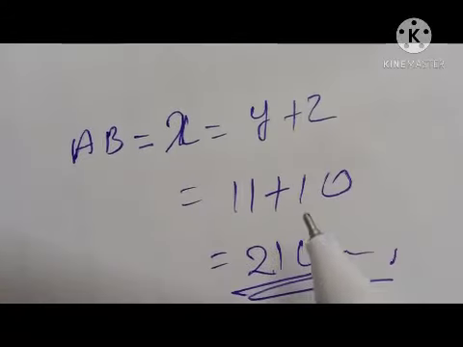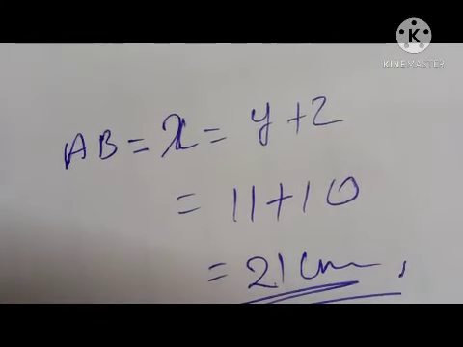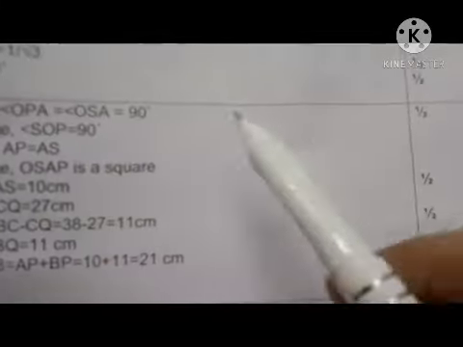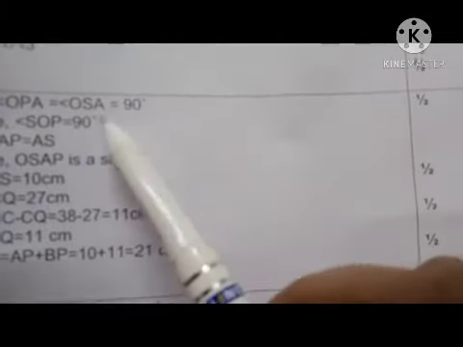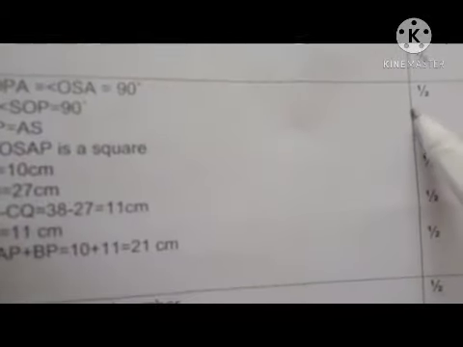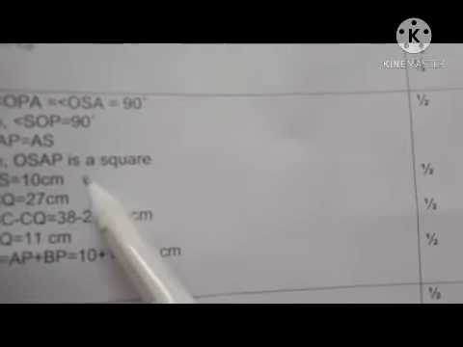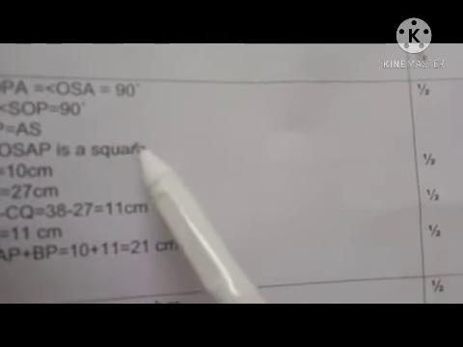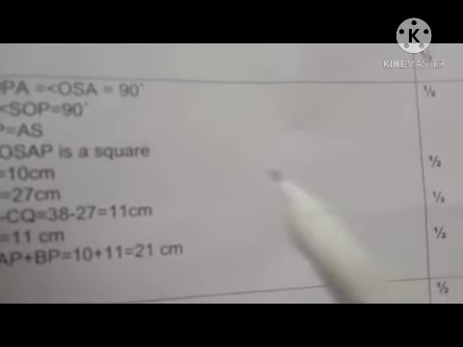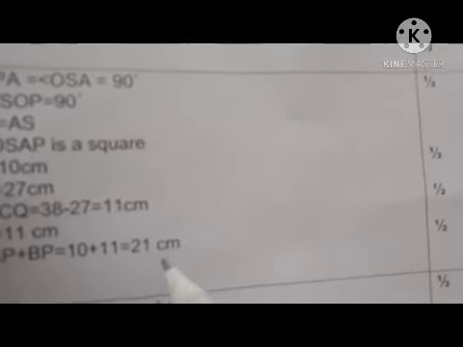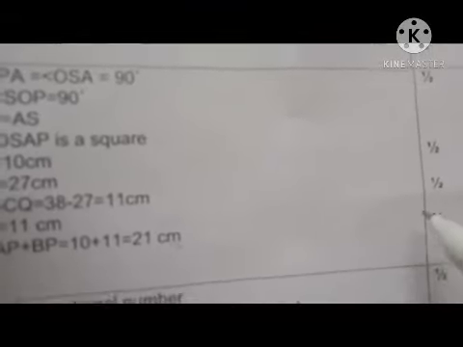It is only a 2 mark question, so you can reduce the steps. See the mark distribution. Here, when we identify these angles as 90 degrees, then we get half a mark. Then OSAP is a square. When you identify that, we'll get half a mark. Then when you get that y as 11, you will get half a mark. When you get the last answer by adding y plus z and get 21, then you will get half a mark. That means together you will get 2 marks for this question.